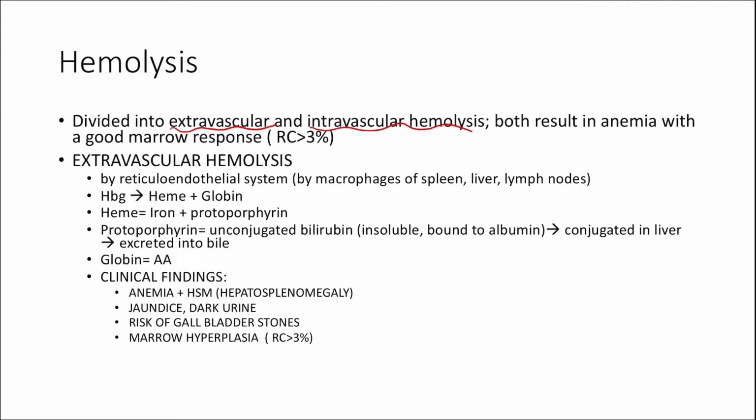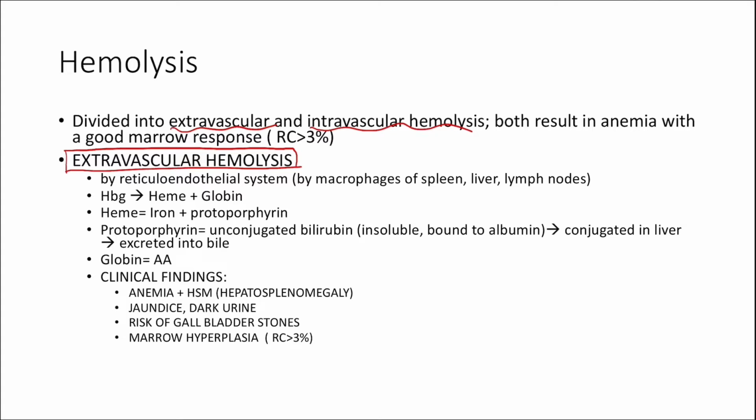So let's talk about extravascular hemolysis first. This is how it's done in Pathoma as well. We're going to divide it into extravascular and intravascular, talk about the etiology and the pathophysiology of each kind, and then talk about the individual disorders. In that way, we can classify the symptoms together, understand why that happens, and then talk about the diseases themselves.